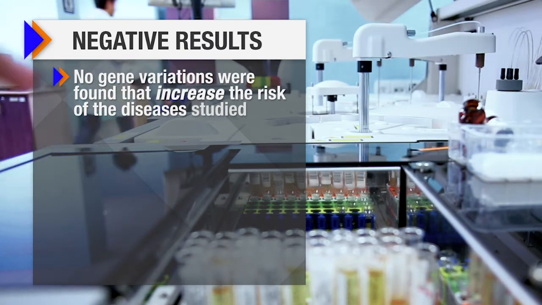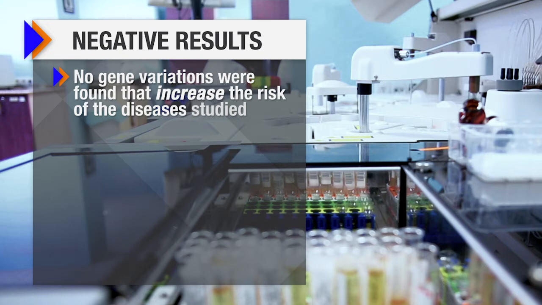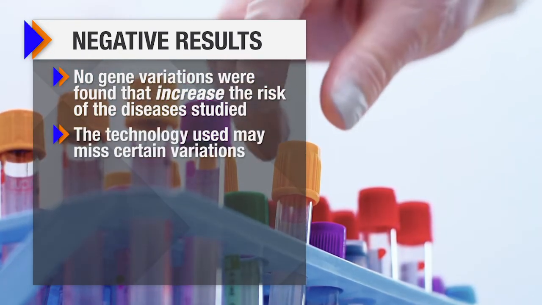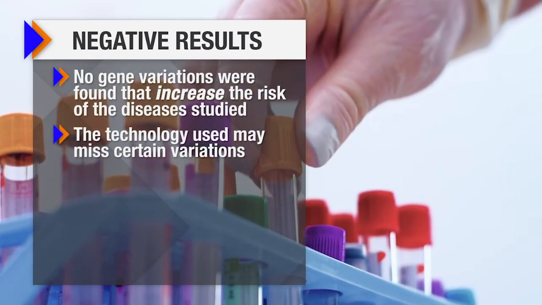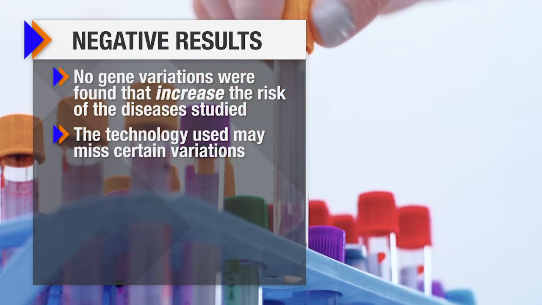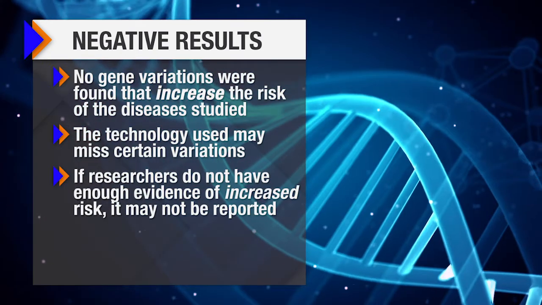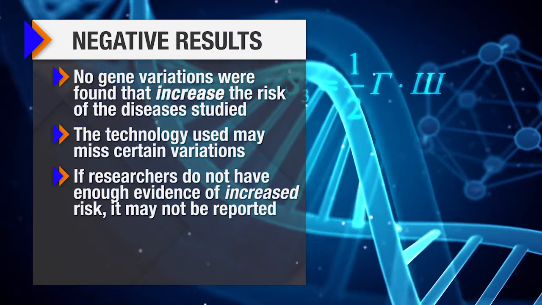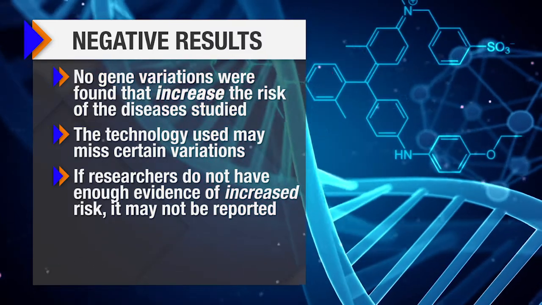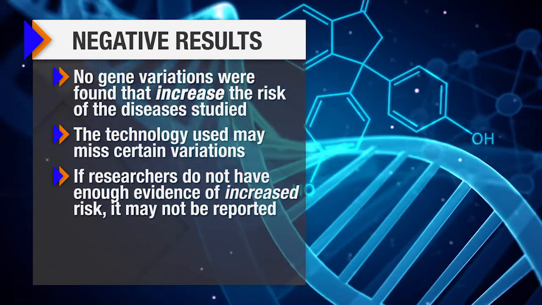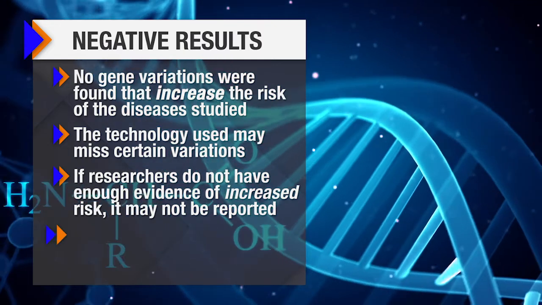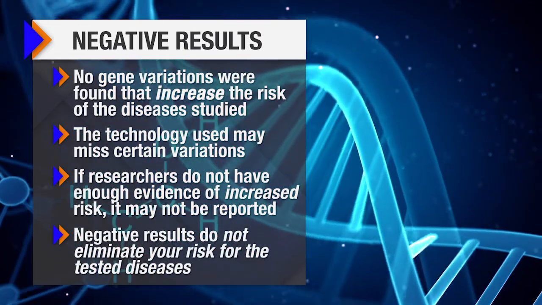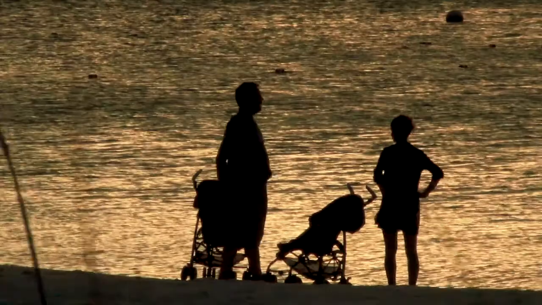Researchers may not have looked at all genes that could increase your risk. The technology researchers use to test the genes may miss certain types of variations. If researchers do not have enough evidence that a gene variation increases risk of disease, it may not be reported. It is important to realize that negative results do not eliminate your risk for the tested diseases.